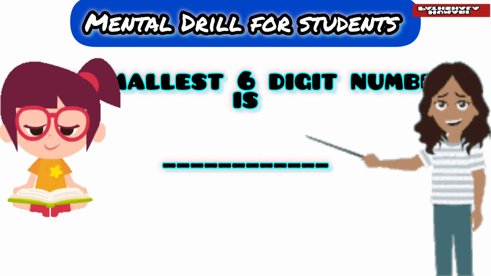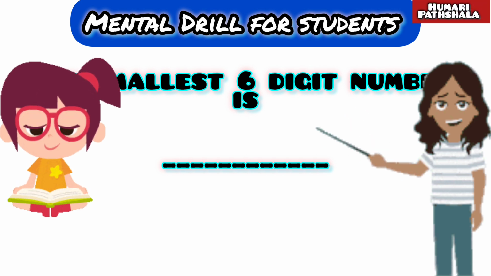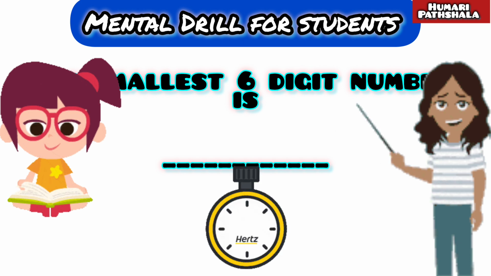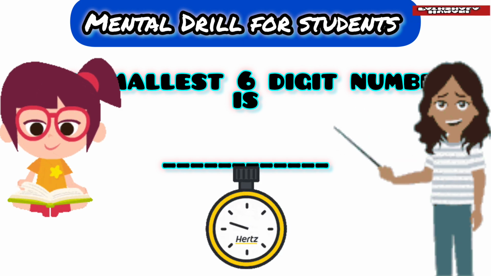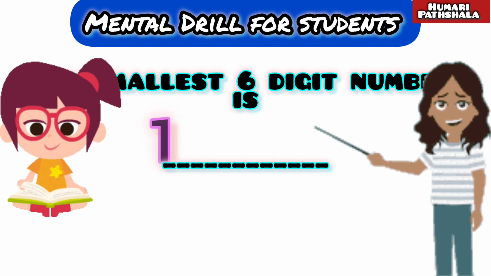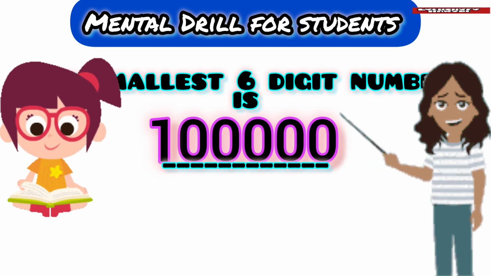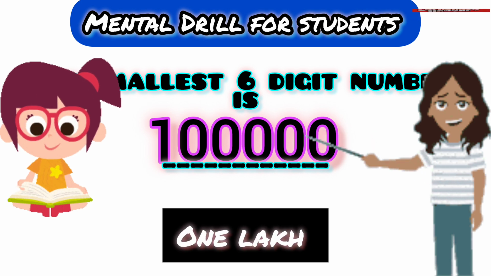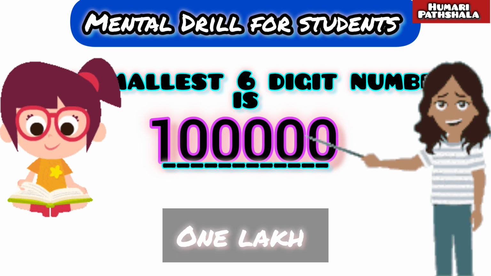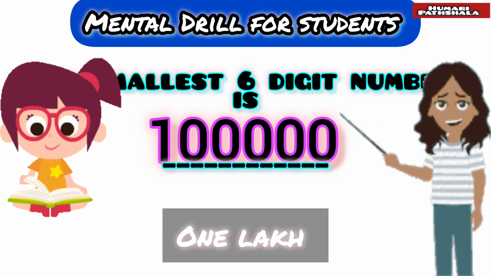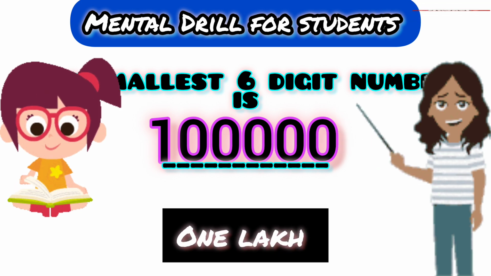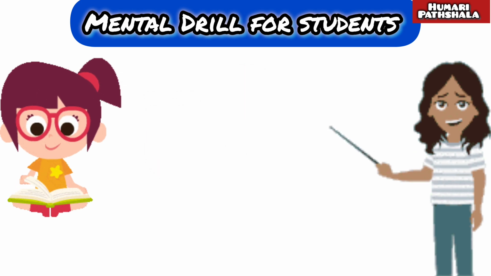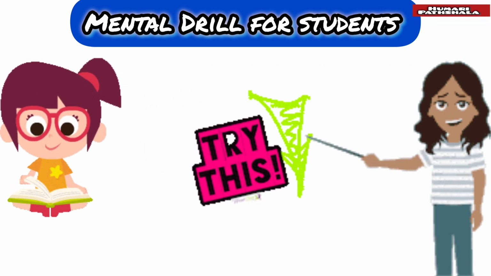Smallest 6-digit number. Children, try this question. A 6-digit number will again start with 1 and be followed by 5 times 0. 1, then 5 times 0. This number is 1 lakh. The smallest 6-digit number is 1 lakh. Try one more.